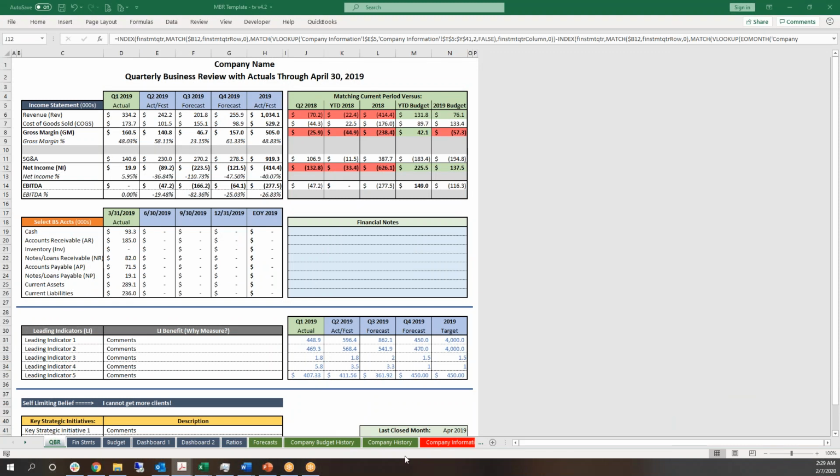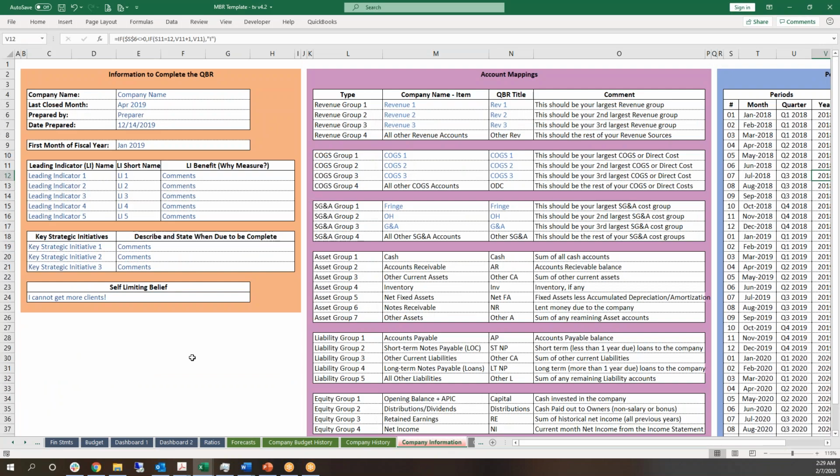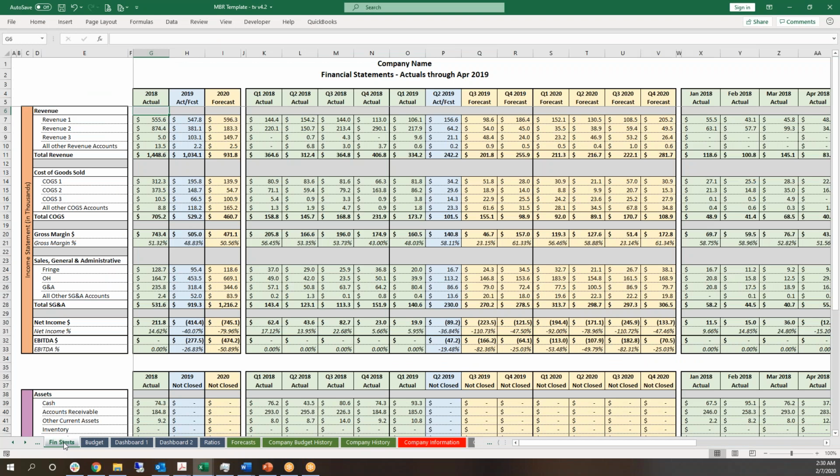The right tabs are created for the accounting team to input basic company information and the financials. The accounting team and management can work on leading indicators and key strategic initiatives for the company. The gray tabs on the left are auto-populated with the financial entries to produce summary tables and charts to be used by management to review the company's financials at the higher level.